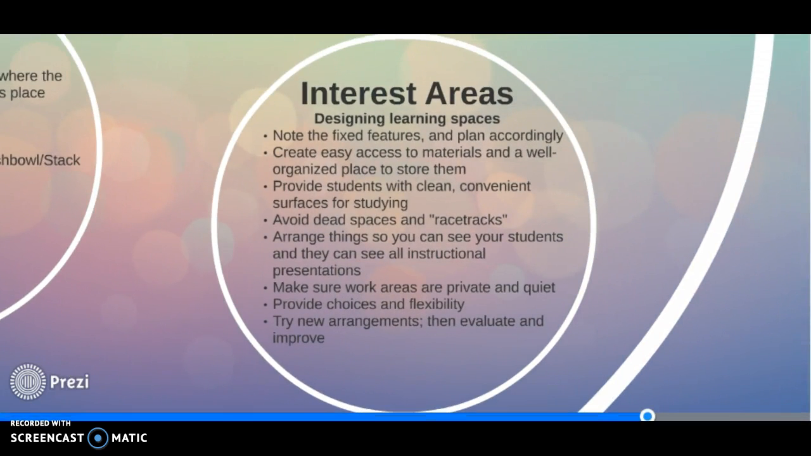So for interest areas, they're influenced by the way a student will use each area. So in the book, I'm just going to go over the guidelines that the book gave for designing learning spaces because it gives a lot of really great examples. So for the first one, note the fixed features and plan accordingly. Remember the audiovisual center and computers need electrical outlets. So you want to prepare for that.